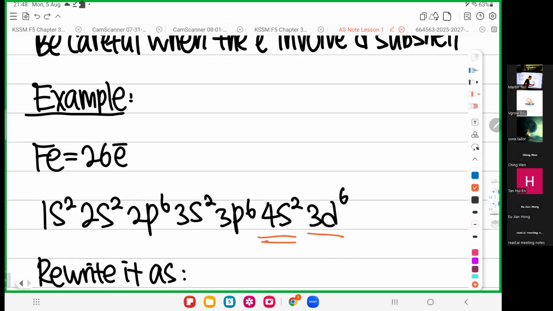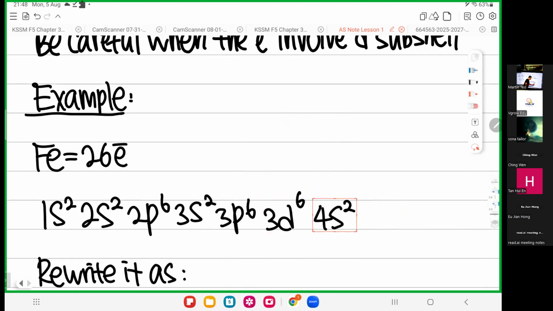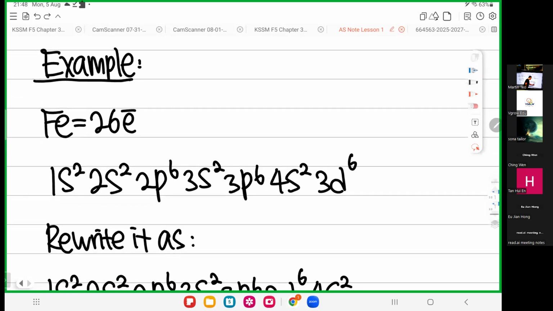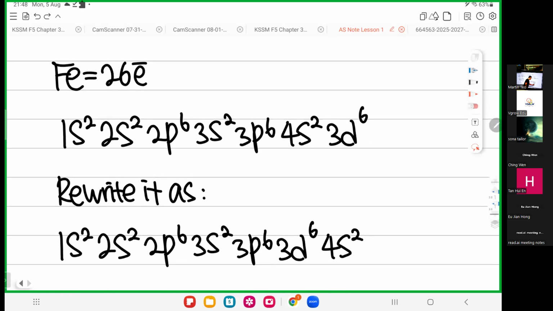So maybe you can rewrite, beautify the whole thing. When you rewrite, just put it like this: first floor, second floor, all the way to third floor, and only then fourth floor. This is called beautification. You only need to do the beautification whenever there's 3d. When you have a d orbital, you need to do the beautification. If there's no d orbital, everything will be arranged nicely.